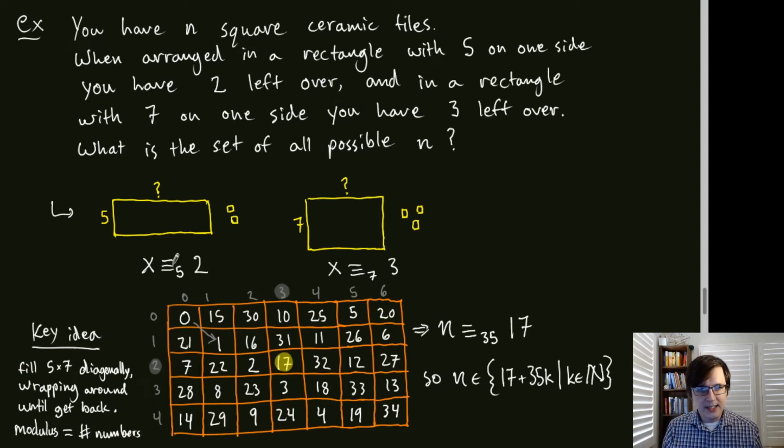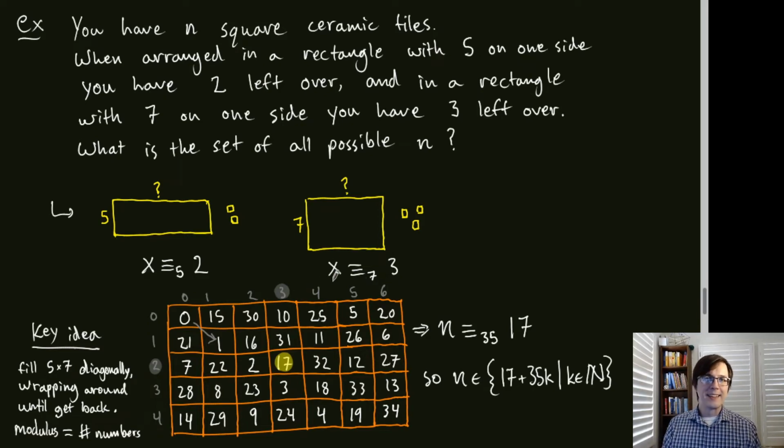Changing this into a system of congruences, we're saying that x after dividing by 5 has remainder 2, so we can equivalently say that x is congruent to 2 mod 5. And also x is congruent to 3 mod 7.